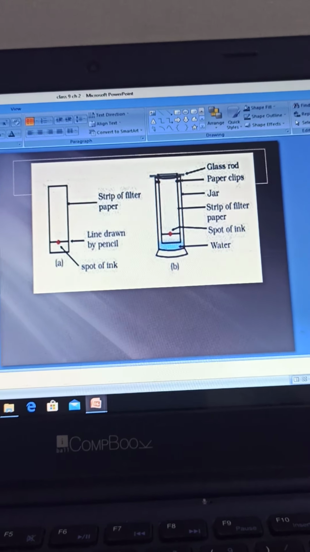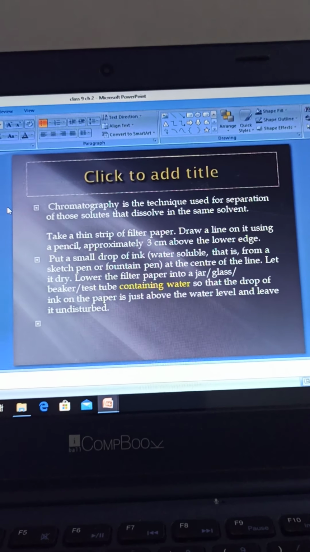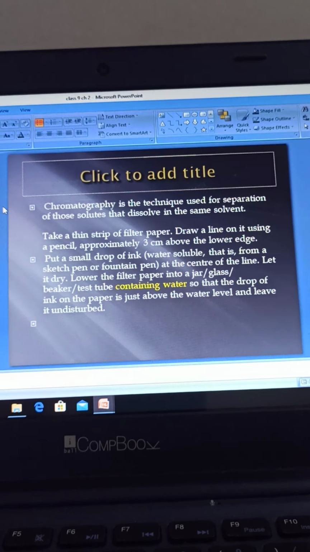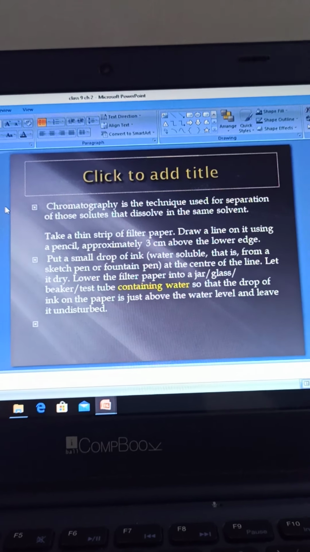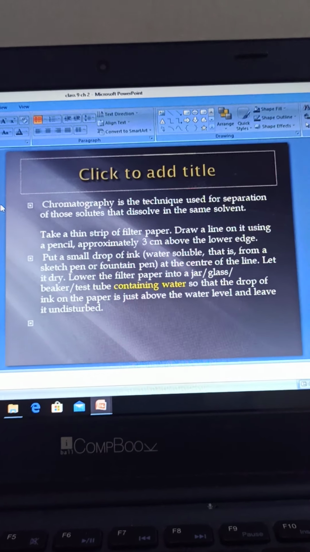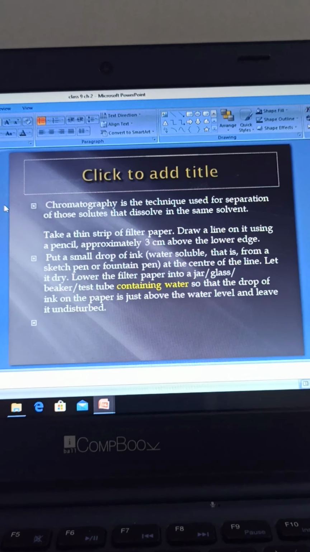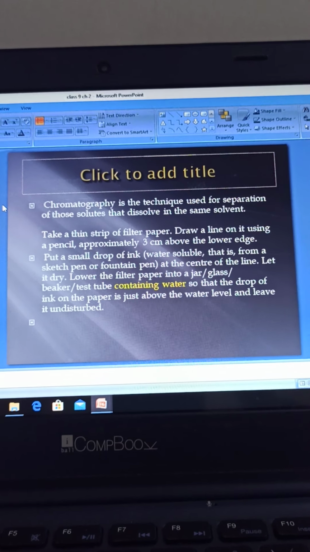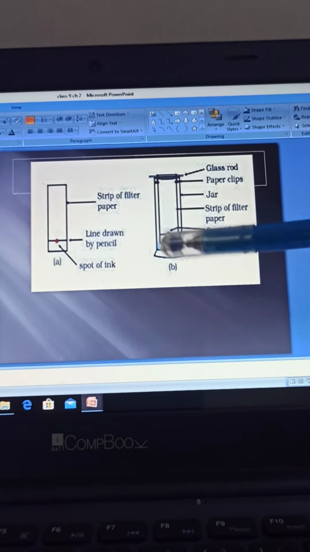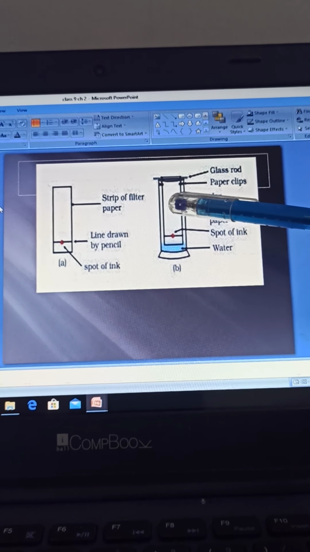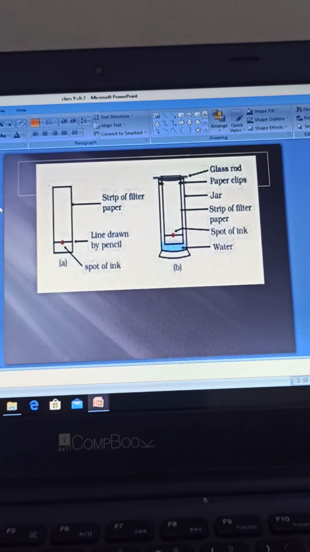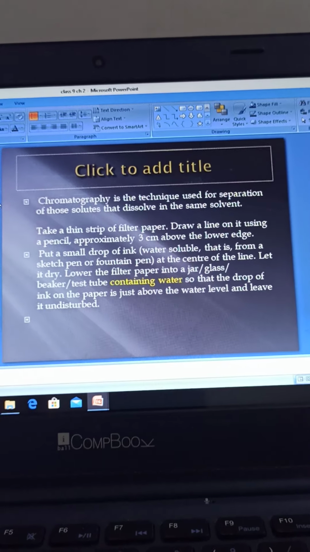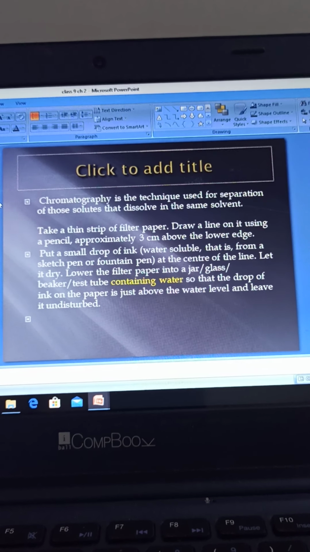Okay. Now what happened after some time? After some time, when the water is absorbed by the paper and reaches the ink, which is soluble in water, the components of the ink start to flow in an upward direction on the paper with the help of this water. Means the ink particles start to move upward. So different bands will come. So simply, chromatography is a technique used for separation of those solutes that dissolve in the same solvent.